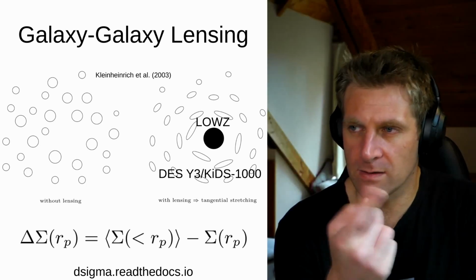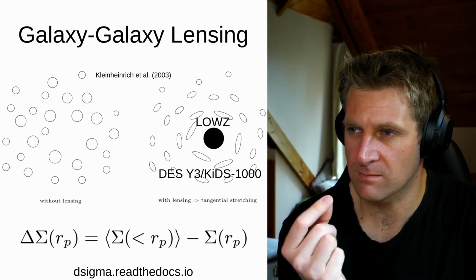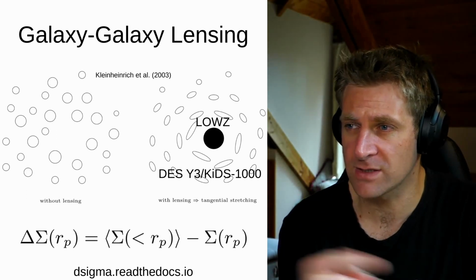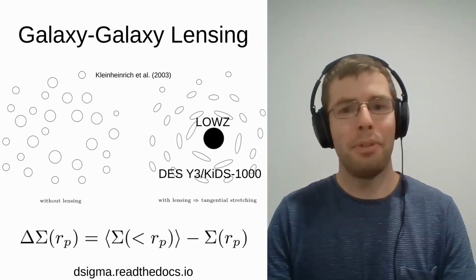Is there a reason why, I guess, is CFHTLenS now a little bit out of date? But maybe not. And is there a reason why you didn't use them and Hyper Suprime-Cam in your own analysis? Yes, that's a really good question.